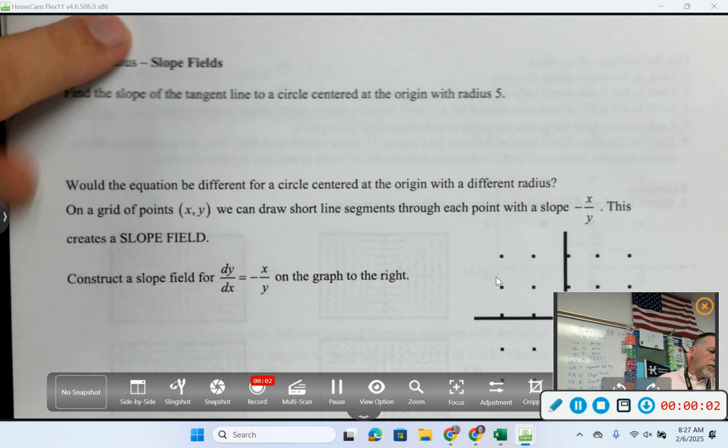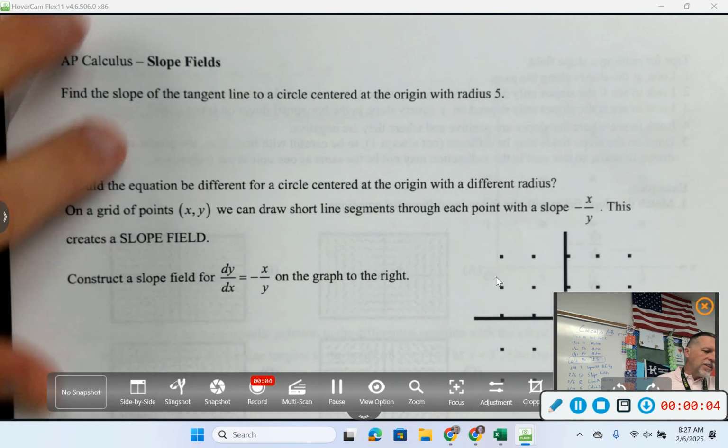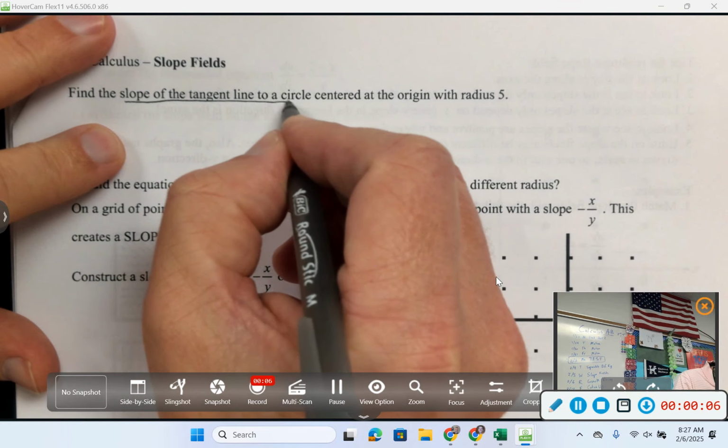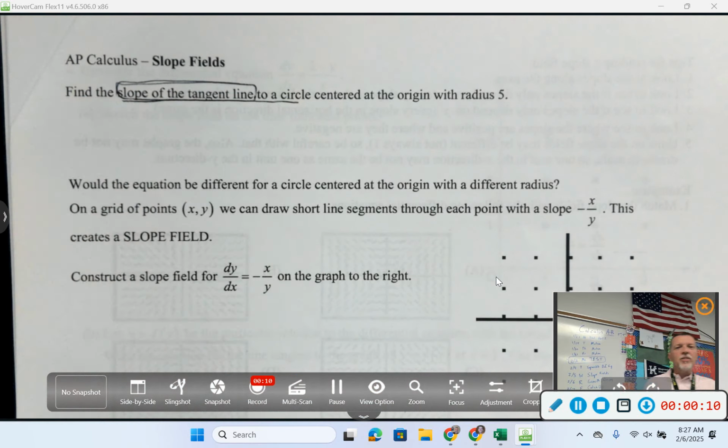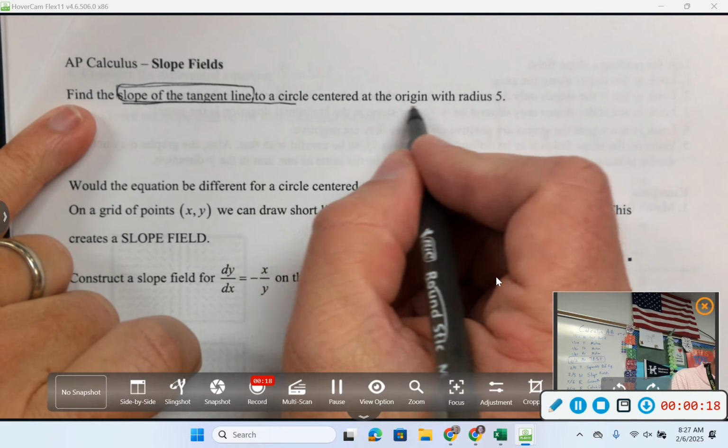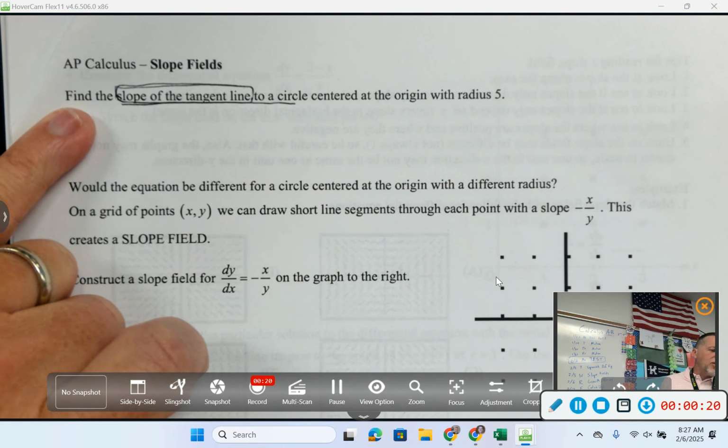All right, slope fields. So let's find the slope of the line tangent to a circle. Okay, so how do I find the slope of a tangent line? What's that another word for? Derivative. So take a derivative. Find a derivative of a circle centered at the origin with radius 5.